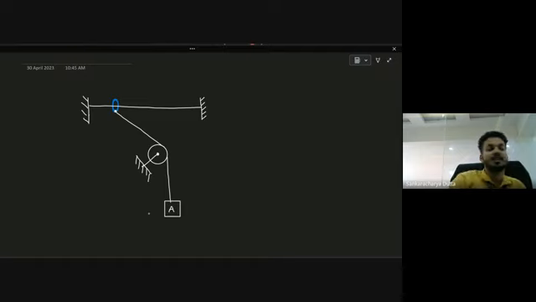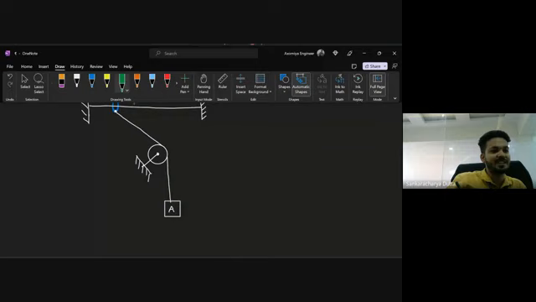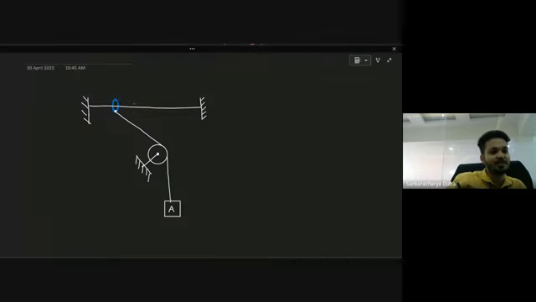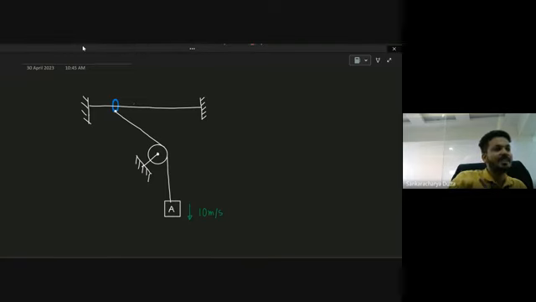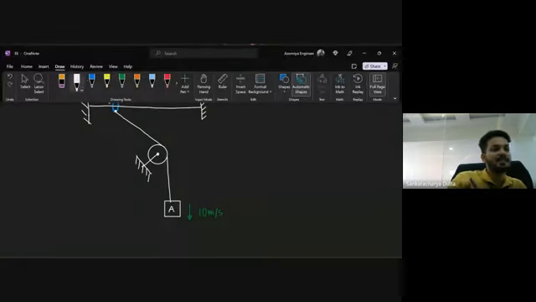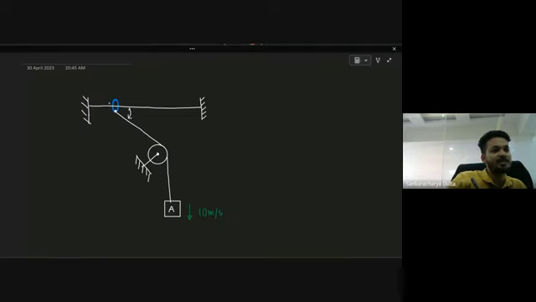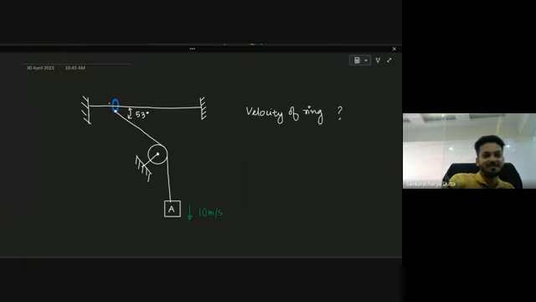Now the question is this: if this block A here is moving downwards at 10 meters per second, and this is the instant when this angle here is actually 53 degrees, find out what is the velocity of the ring. If this block goes down, obviously the ring is going to move, right? So what is the velocity of the ring? See, I'm writing it down. Velocity of ring, question mark.